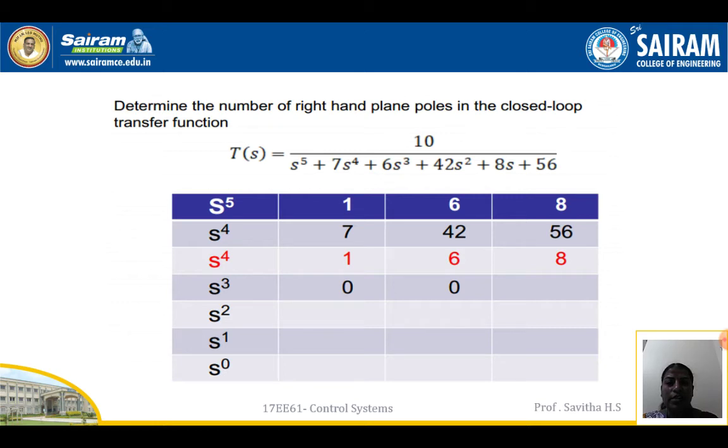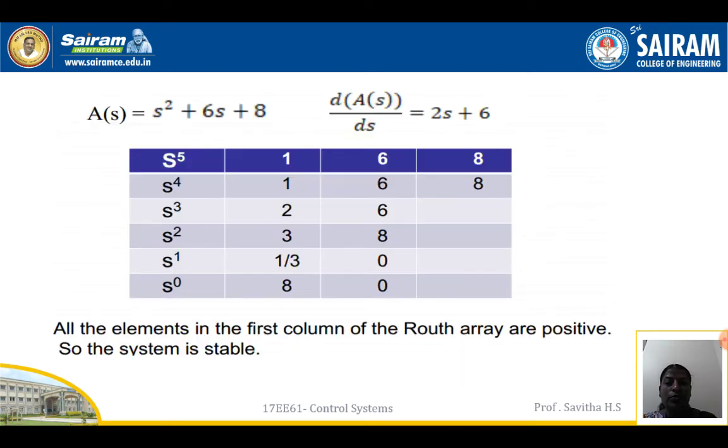The given expression is 10 divided by s to the power of 5 plus 7s to the power of 4 plus 6s cube plus 42s square plus 8s plus 56. So s to the power of 5 is 1, 6, 8, s to the power of 4 is 7, 42 and 56. If we take 7 in common in the s to the power of 4 row, we'll get 1, 6, 8. So the s to the power of 3 row will be 0, 0.